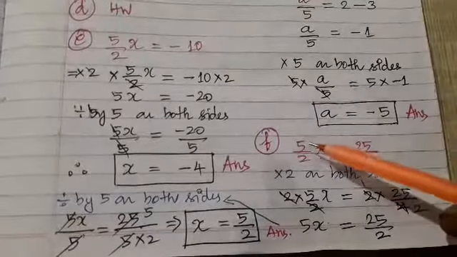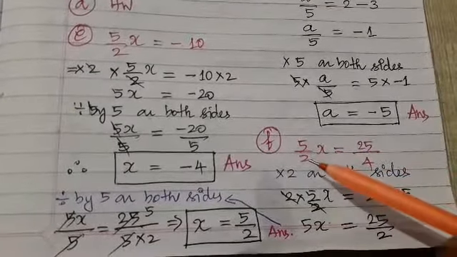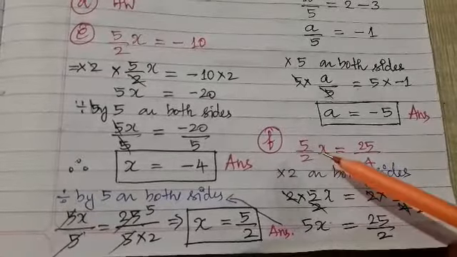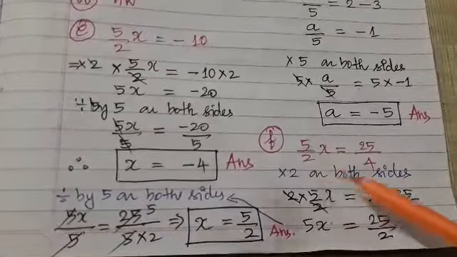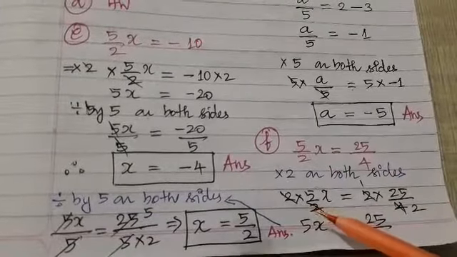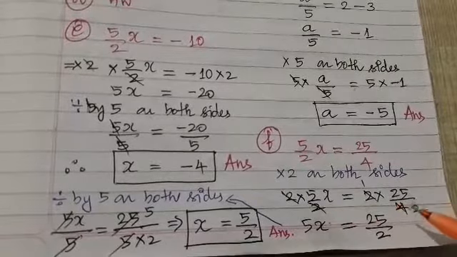F problem: 5 upon 2 x equal to 25 upon 4. So what do you have to remove first? 5 upon 2 is multiplied with x, so we have to remove this 2. First I am removing 2. Multiply 2 on both sides. So I am multiplying: 5 upon 2 x equal to 2 into 25 upon 4.